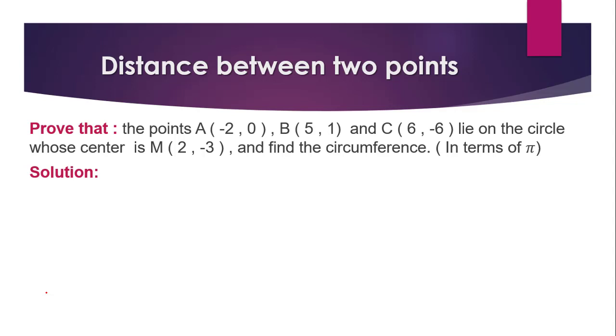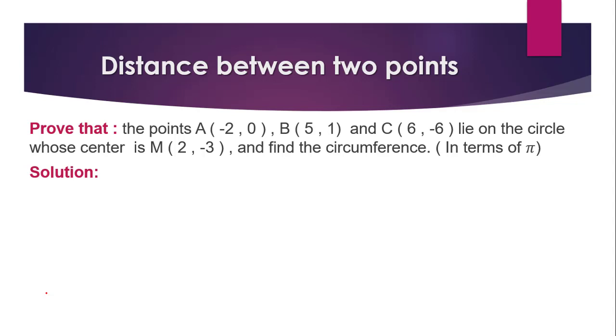Let's take this exercise. I want to prove that the points A, B, and C lie on the circle whose center is M, where M equals (2, -3), and find the circumference of the circle in terms of pi. In terms of pi means don't substitute 22/7 for pi. Leave pi as it is.